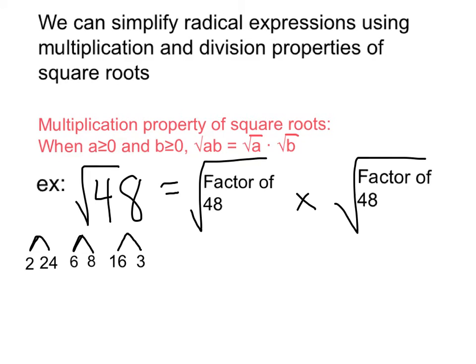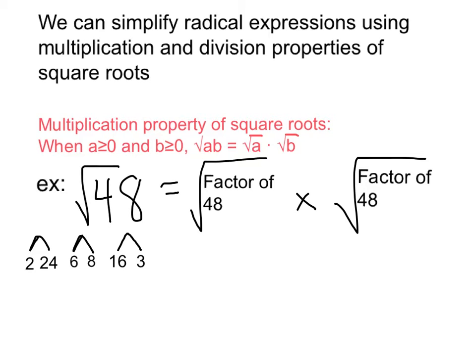We can simplify radical expressions using multiplication and division properties of square roots. The multiplication property of square roots says that when a is greater than or equal to 0 and b is greater than or equal to 0, the square root of ab is equal to the square root of a times the square root of b.